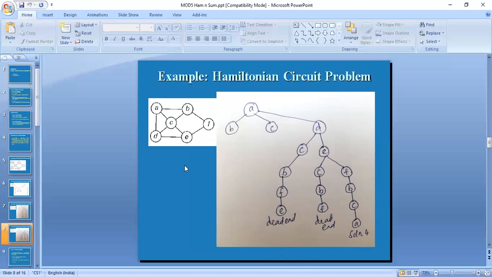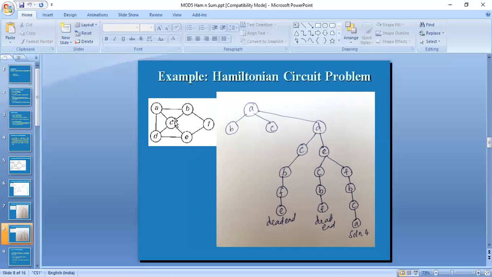Why? Because we cannot go back to A. Even though all the vertices are visited exactly once, we cannot go. There is no path from E to A. So that becomes a dead end. Similarly, C has two options. Either you can go to B or you can go to E. So if you take E, you will get E to F, F to B, B to A. We will be getting a solution. Next, we will be going with C. We have found a solution.